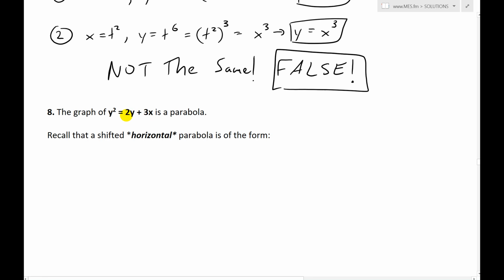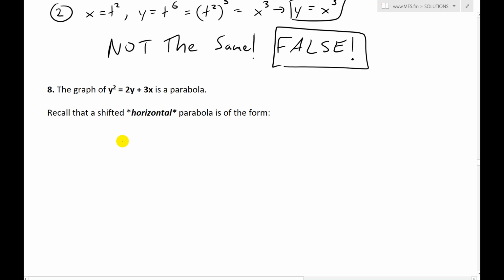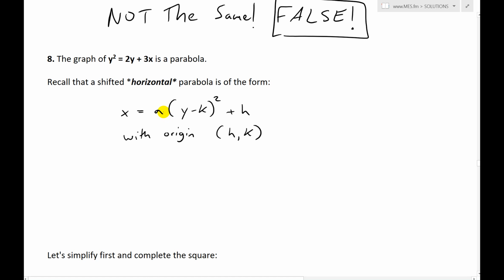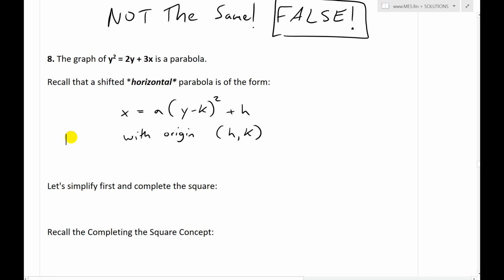you're going to have a shifted parabola, just by experience. So recall that a shifted horizontal parabola is of the form x equals a times (y minus k) squared, plus h. The center is going to be at h and k. If we have everything 0, then you're going to have a k value at the leftmost or rightmost part of the curve, depending on a. Anyway, so that's the center. Recall, you could see my earlier videos on that.